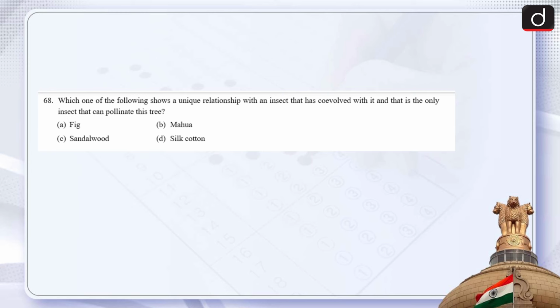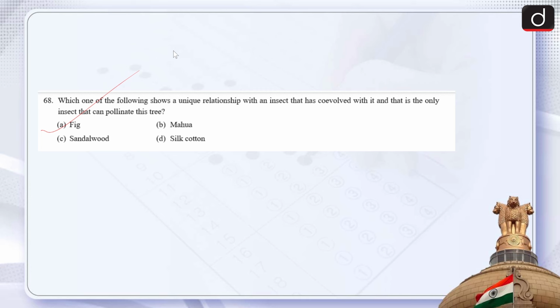Coming to the next one, which is question number 68. Which one of the following shows a unique relationship with an insect that has co-evolved with it, and that is the only insect that can pollinate this tree? And your options are fig, mahua, sandalwood, silk cotton, and the answer is fig.